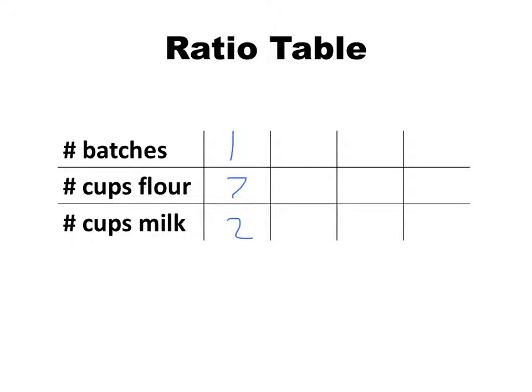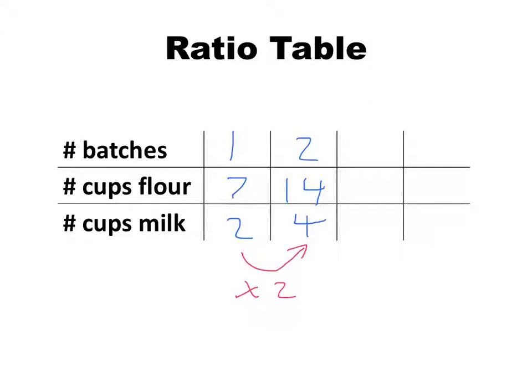Now to form the numbers in our next column, we're going to take each one of these numbers in this first column times the same number. So for instance, we could multiply each of these numbers in this first column times 2. And if we did that, we'd have 2 batches of muffins, and that would require 14 cups of flour and 4 cups of milk.